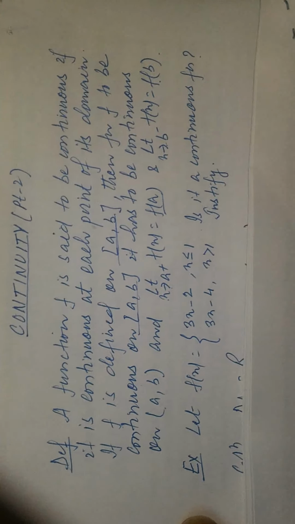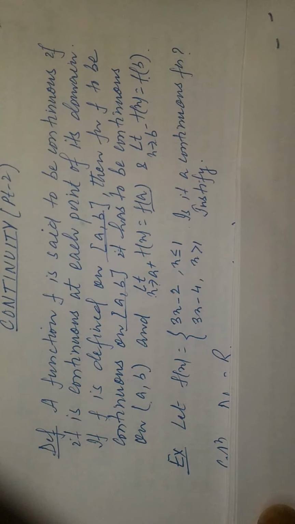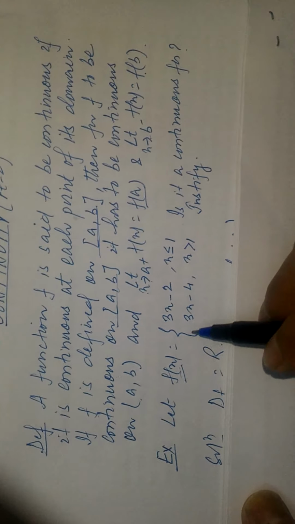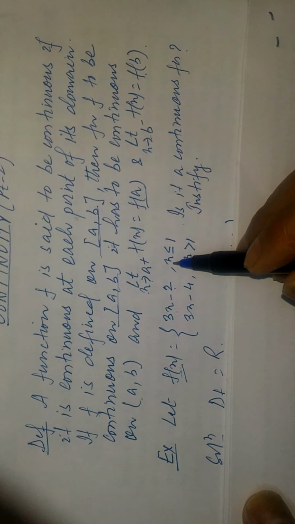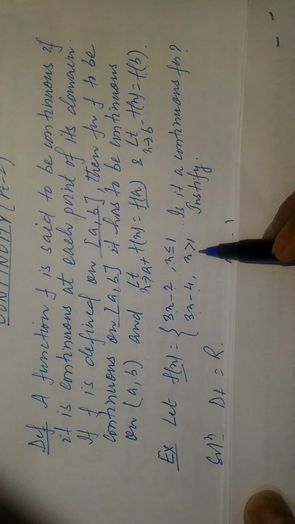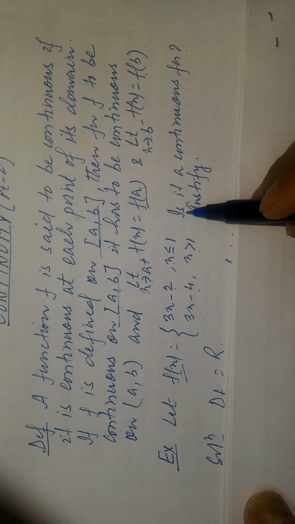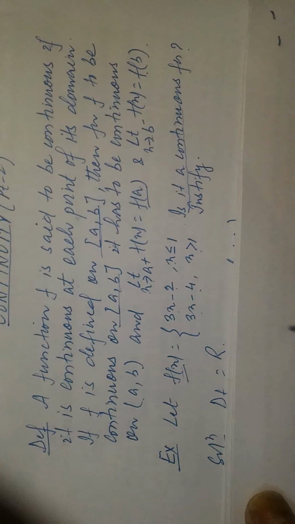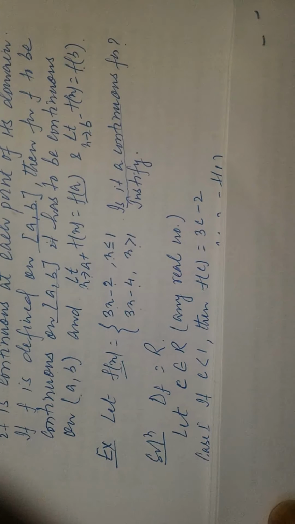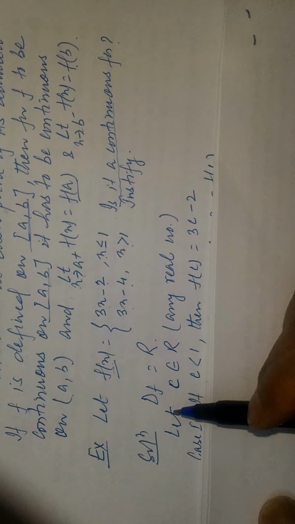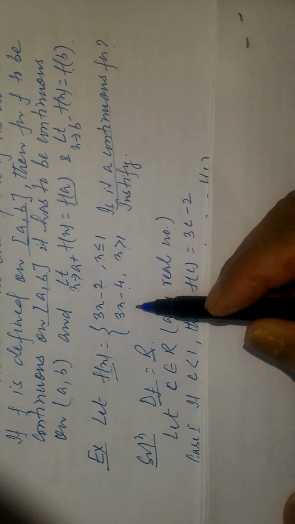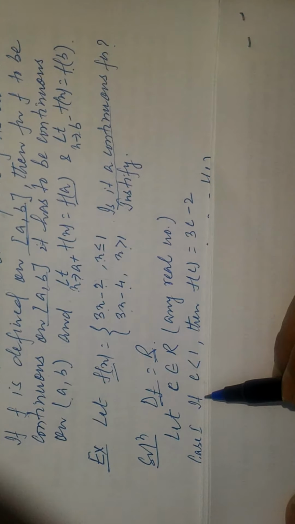We'll see an example. How do we examine the continuity of a function? The example is the function f of x equals 3x minus 2 for x less than or equal to 1, and 3x minus 4 for x more than 1. Now the question is, is it a continuous function? We need to justify. First of all, whenever we have a function, just identify its domain. The domain of this function is all real numbers. This function is defined for all real numbers.